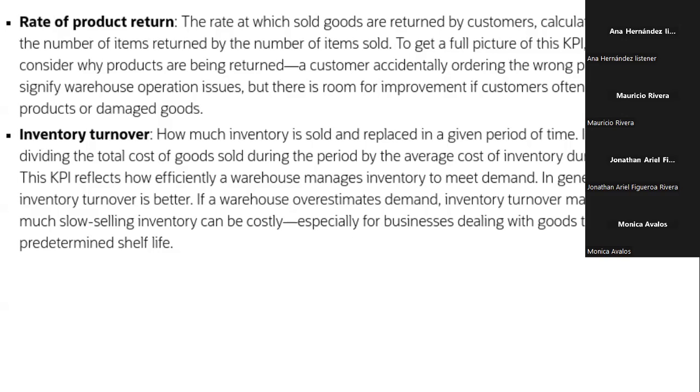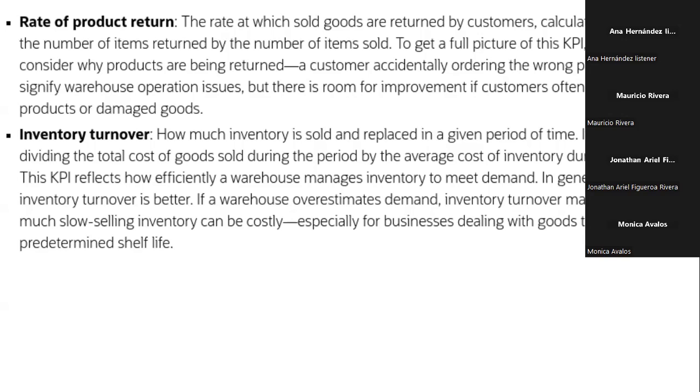So that will be warehouse operation issues. But there is room for improvement if customers often receive incorrect products or damaged goods. So, we need to check into this. This number is very important, so we improve the processes inside of the warehouse. Sometimes we can improve the website itself or how they place orders, things like that.